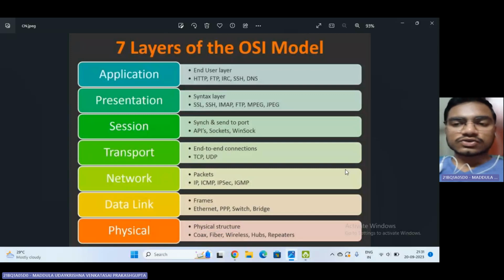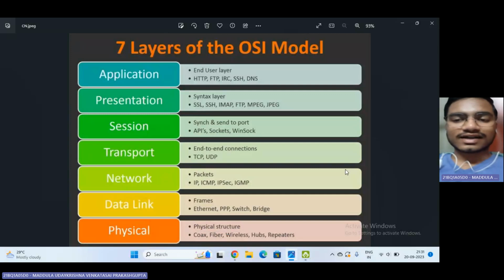Transport layer is mainly used for end-to-end connections. So the main two protocols used in the transport layer are TCP and UDP. TCP stands for transmission control protocol. UDP stands for user datagram protocol. It receives the data from the session layer and sends it to the network layer. The transport layer adds the port number. And the next layer is the network layer.